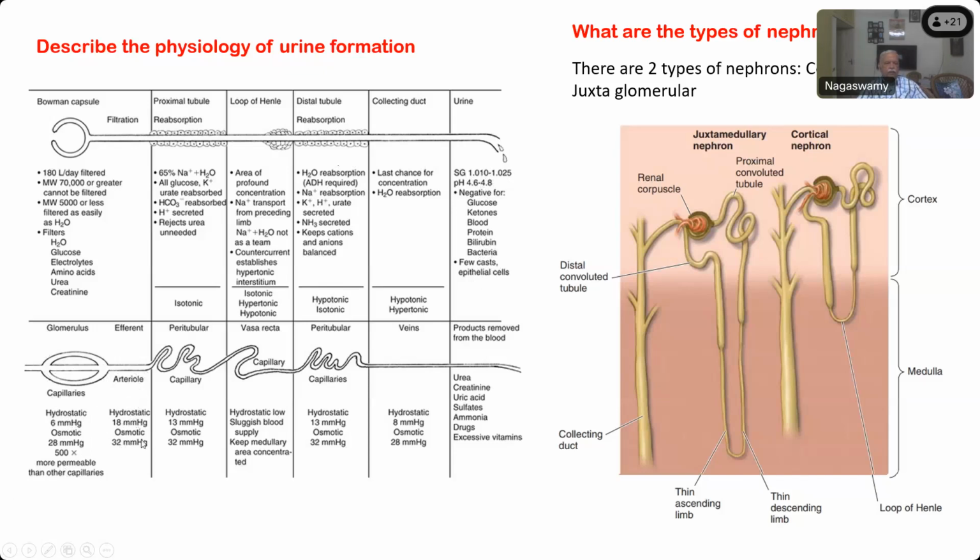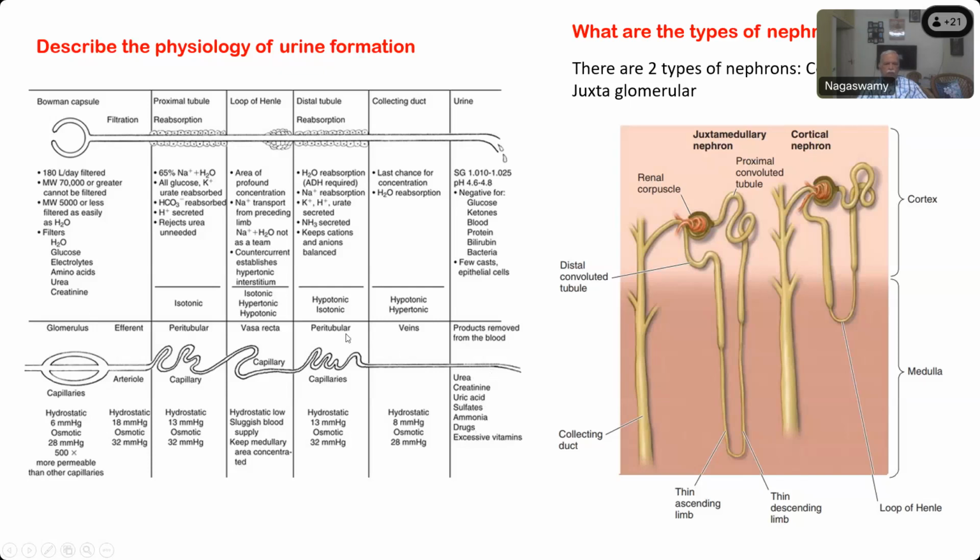It is the hydrostatic pressure which is lower and osmotic pressure is higher, and when it comes as a capillary, again you can see the osmotic pressure is higher. And then the vasa recta, again the hydrostatic pressure is low, sluggish blood flow is there. Then in the peritubular capillaries, the hydrostatic pressure is again low and osmotic pressure is high. And veins, hydrostatic pressure is low and osmotic pressure is high. And the products which are reabsorbed are urea, creatinine, uric acid, sulfates, ammonia, drugs, and excessive vitamins. All these things will be reabsorbed.